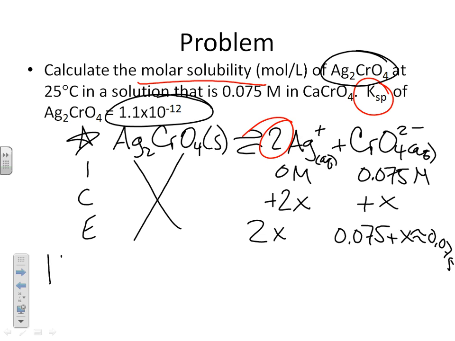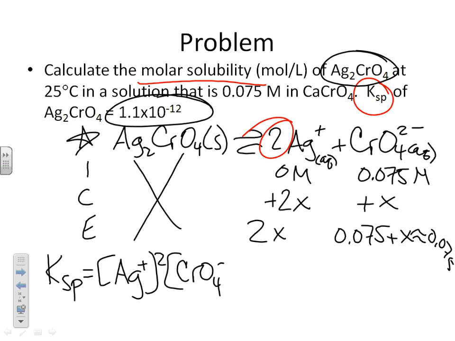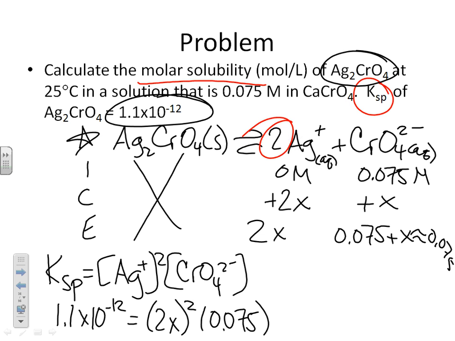So I'm going to go to my KSP expression. Silver ion concentration squared, because of the 2, that has to stay there, times the chromate concentration raised to the first, and then we're simply going to plug in. Nothing on the bottom because it's KSP, we don't include solids. So 1.1 times 10 to the minus 12th is equal to, plugging in, 2x. Now you have to actually square that. 2x as a unit squared is not 2x squared. It's actually 4x squared times 0.075.